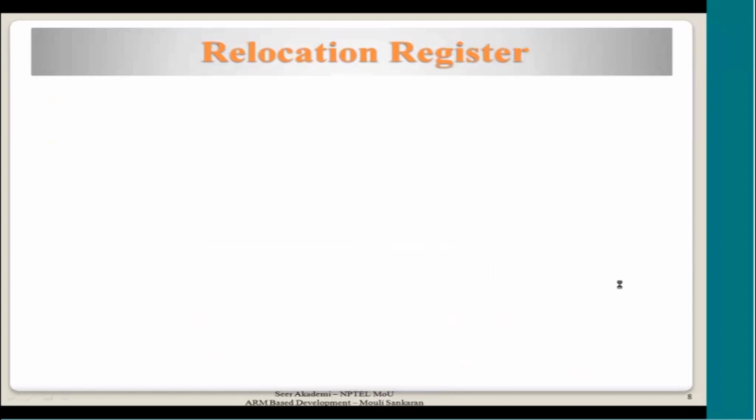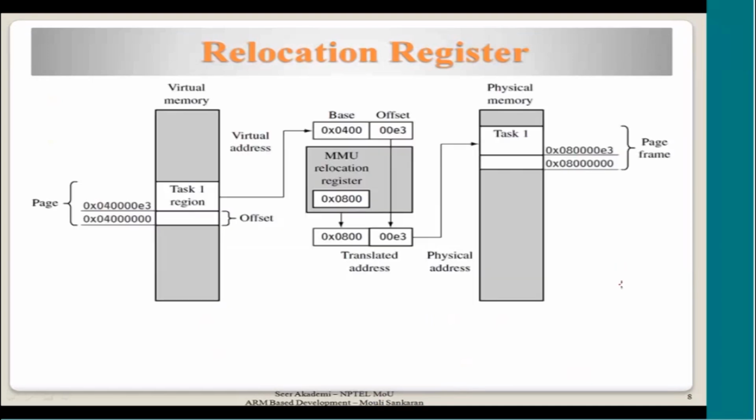Very good. Now let us go into virtual memory translation. This picture should be familiar to you, because in the last session we talked about virtual memory and physical memory, and how a page gets translated to a page frame in the physical memory. So this is the virtual memory, this is the physical memory. This corresponds to M1.